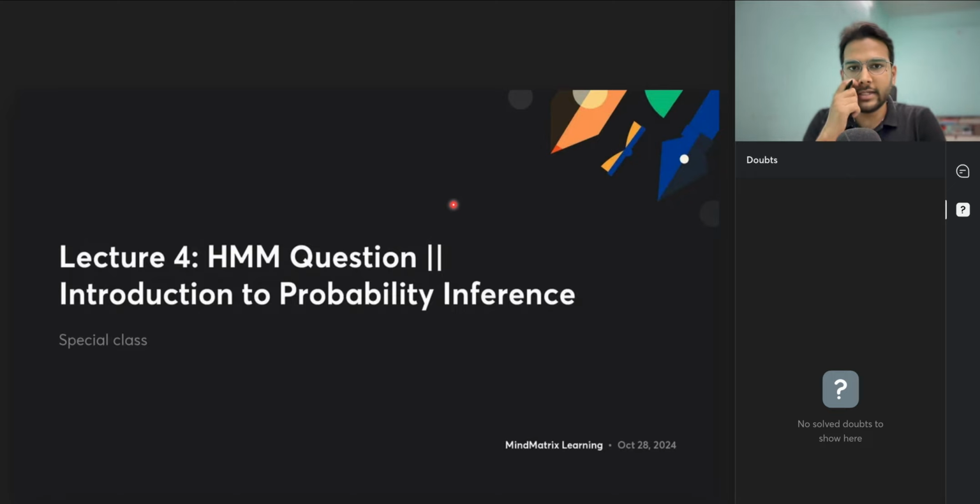Okay, so let's get started. We have covered the hidden Markov model, and today we are going to solve one question. In the GATE exam also, if they ask you any question based on the Markov chain and hidden Markov model, it will be similar to this question only, because this type of question can be framed from this particular topic.